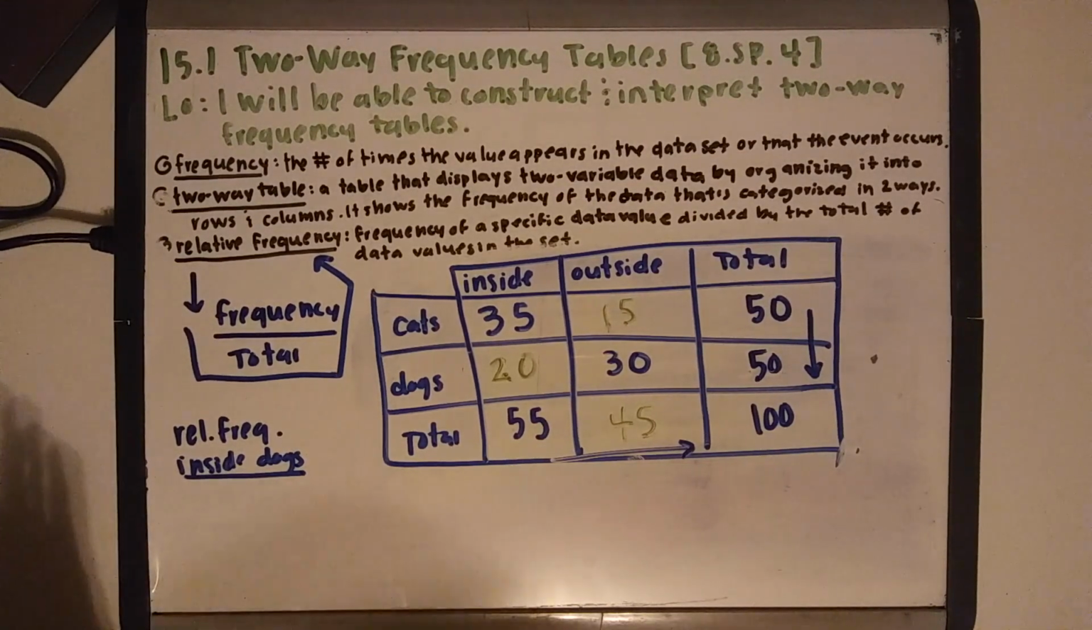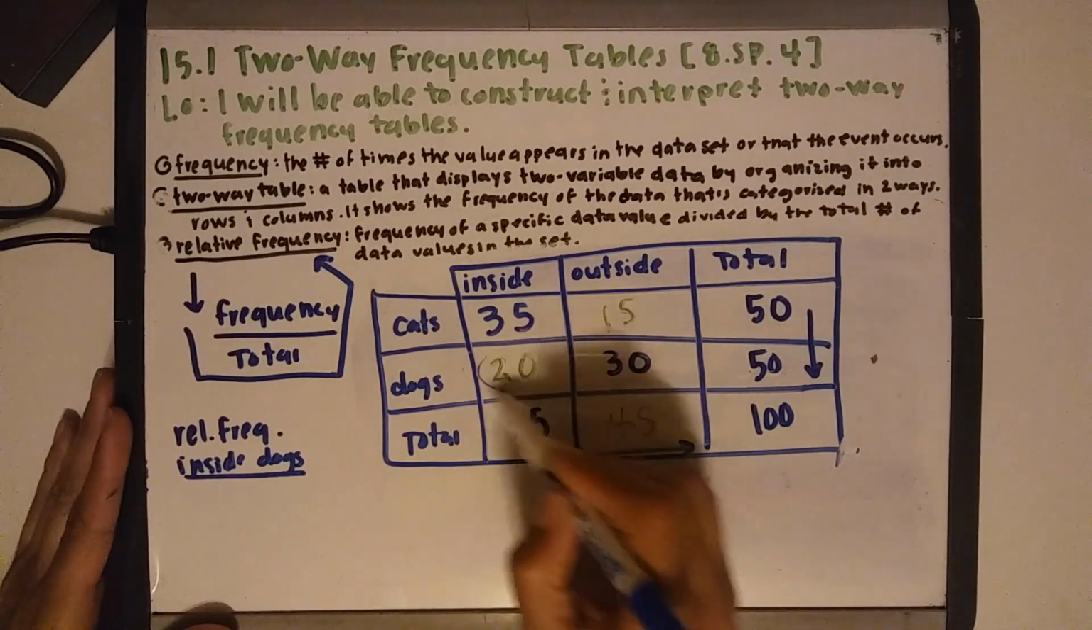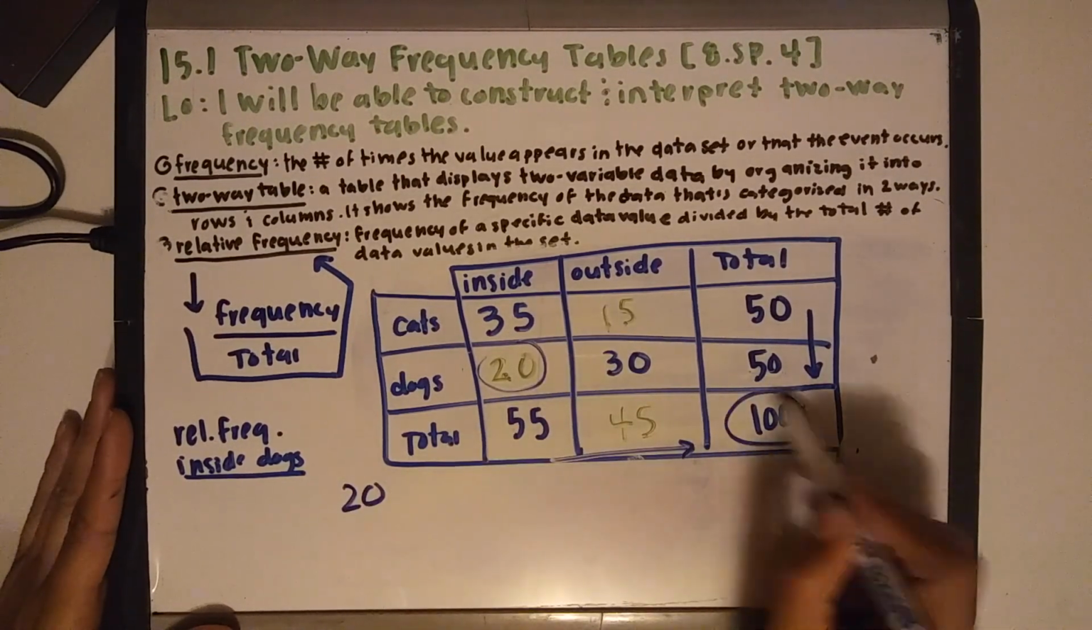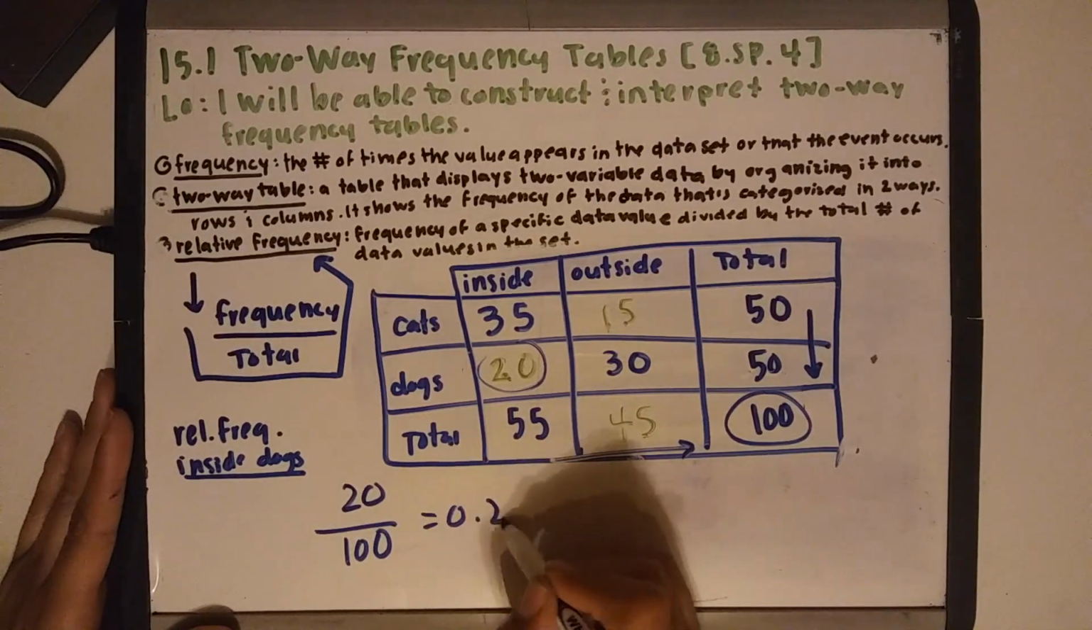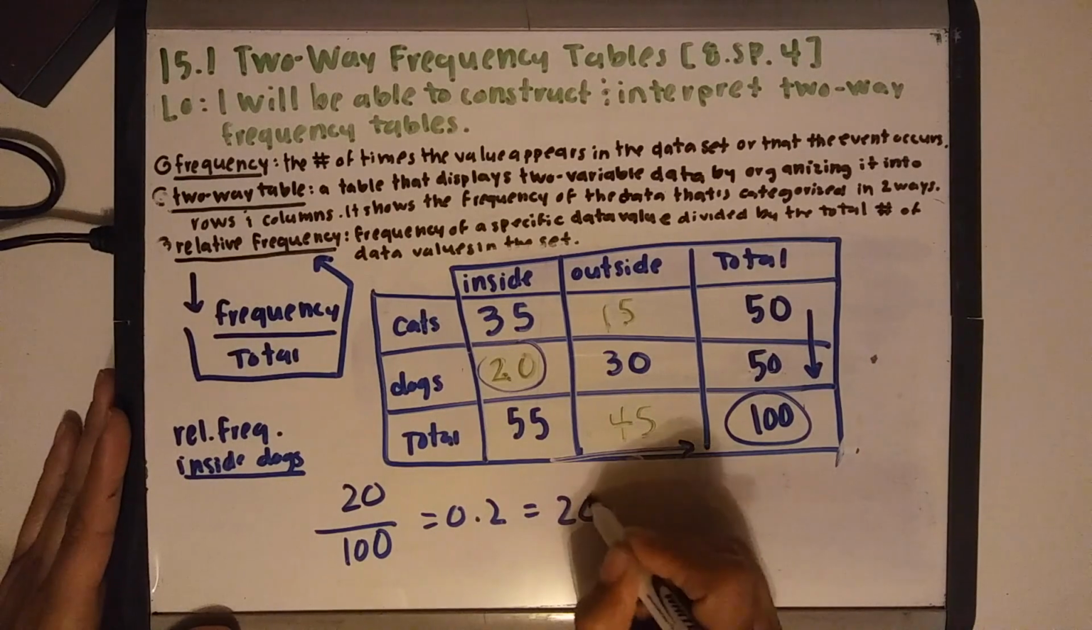So for instance, the question is how many inside dogs are there? What's the relative frequency of the inside dogs? So inside dogs is right here, 20 out of how many total? 100. Okay, so that's 2 tenths, equals 20%.